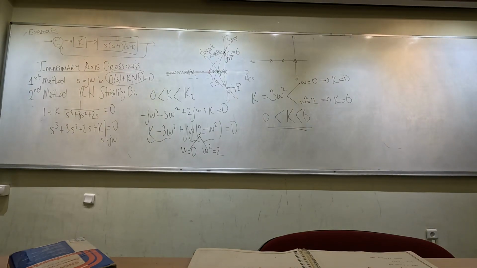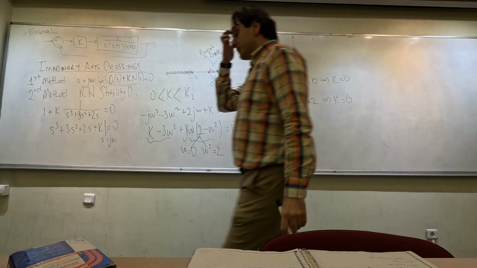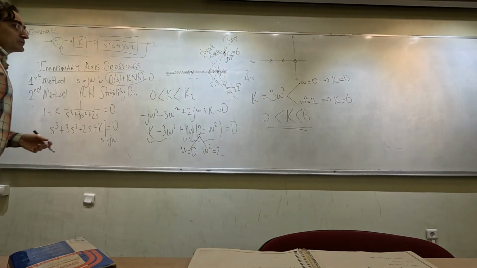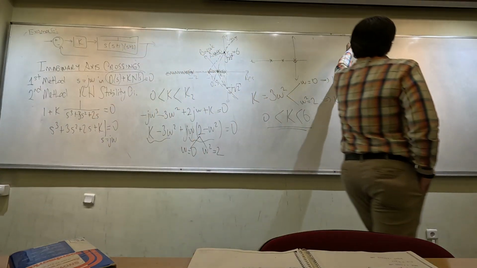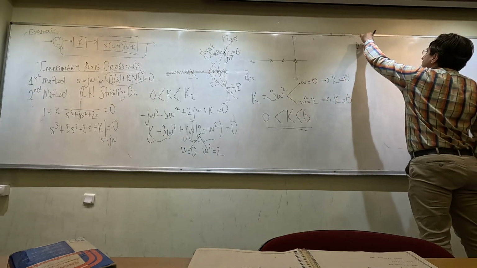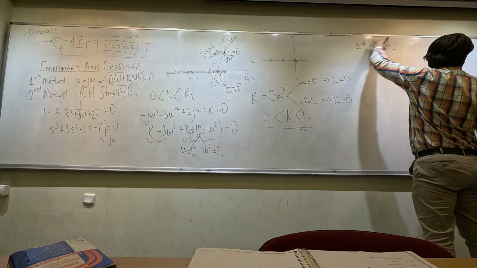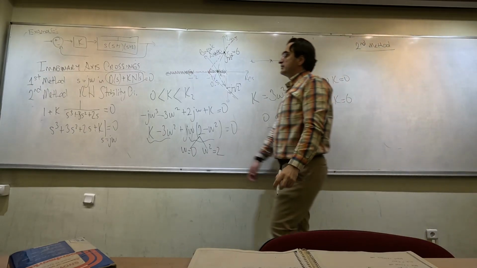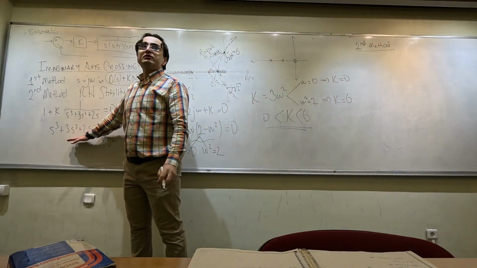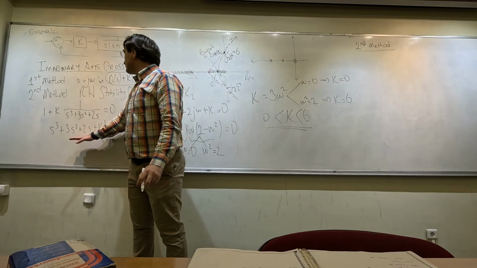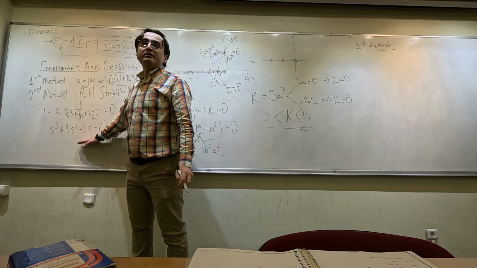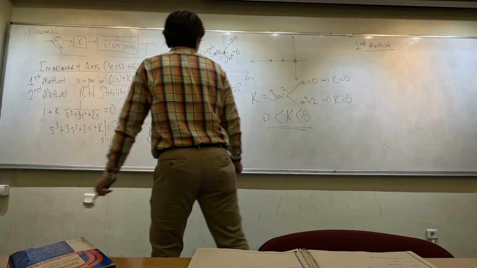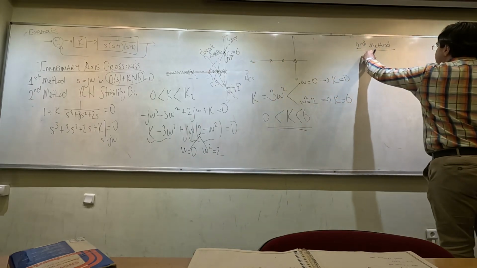Now this was the first method, and the second method is going to be related to the Routh stability criterion. So here let us write the second method. In the second method, I'm going to apply the Routh stability criterion to this polynomial. So let me write this like this.